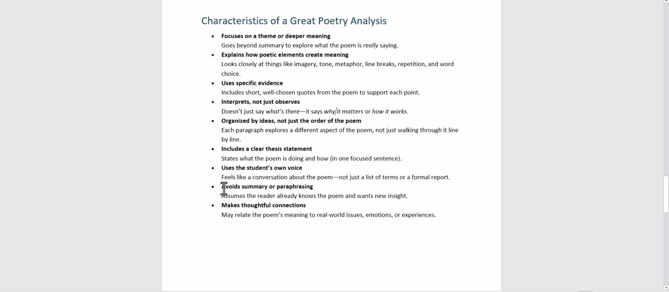Don't summarize or paraphrase too much. Assume that I have read this poem, which I have. I've memorized half of them. So assume that I've read this, and you don't need to give me the blow by blow. Just use your evidence well. And make thoughtful connections. Relate the poem's meaning to stuff that's happening if you want to, or emotions or experiences. Not a reflection, but you're trying to make thoughtful connections between how the literary elements work and how this theme comes to life. And maybe in the conclusion you say something about how this connects to something else.